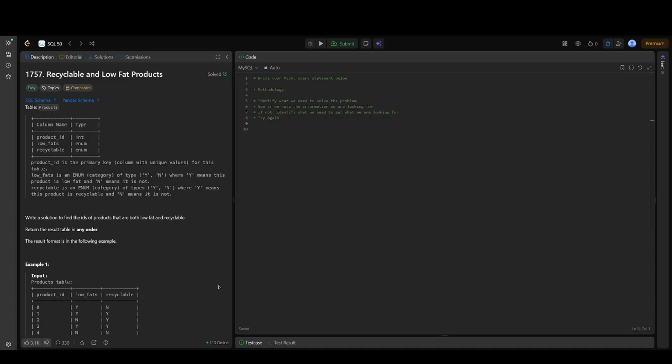Today we're going to be tackling the first question, recyclable and low-fat products. So my goal with the series is to go through each problem and give you guys the solutions, the methodology to solve those problems, and also have a general framework to tackle these SQL questions, similar to how there are very established frameworks on how to tackle DSA questions.